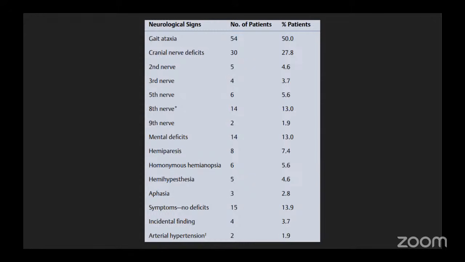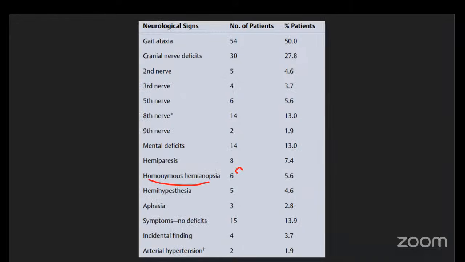Why homonymous hemianopsia? This is an occipital lobe, supratentorial. Yes, this is a supratentorial occipital lesion. Hemihypoesthesia, aphasia, we can have incidental findings as well. Let me move on to the next slide.